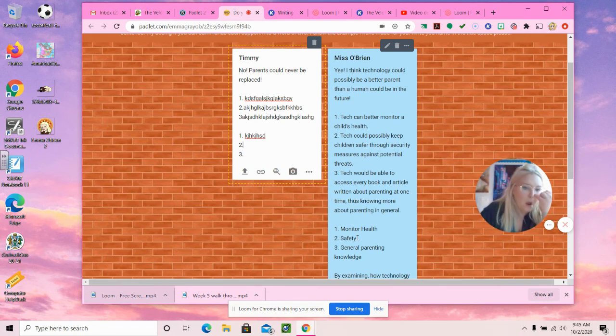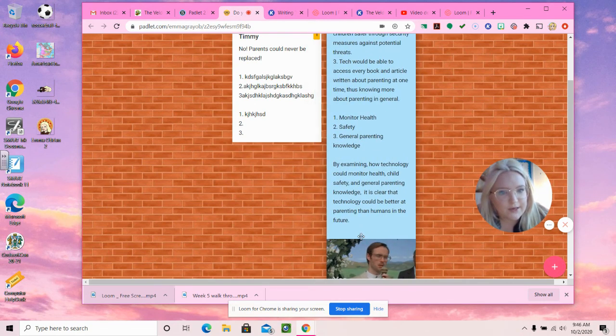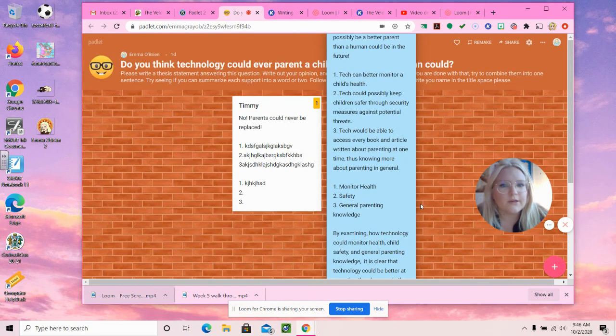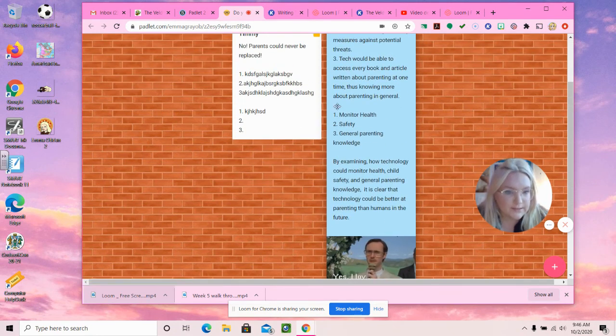Okay. The last one, about every parent or every robot reading every book ever written about parenting, special general parenting knowledge, because tech would have more just in general. It would just have more knowledge because that's always how it works. So I took these three mini phrases. Oops, I did not mean to move them up like that, but whatever. And I wrote a thesis statement.